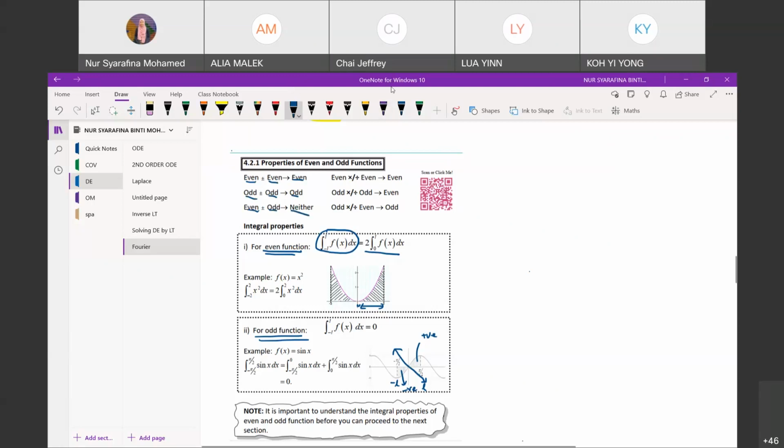Okay, and then for multiplication and division, same even will give you even, same odd will give you even, and different odd or even will give you odd.